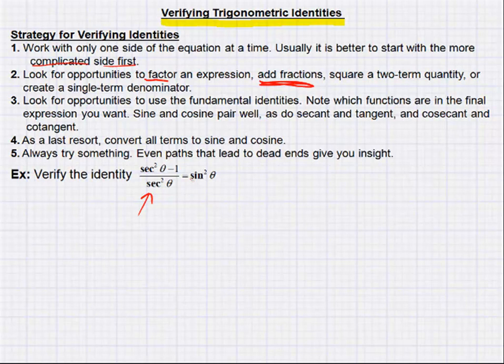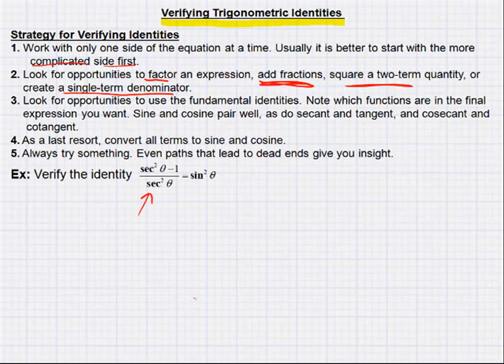You may want to square both sides of the equation to create some Pythagorean identity possibilities. You may want to somehow simplify so you don't have a fraction, so that you have a single term in the denominator. And these are some of the tricks we looked at in the previous lessons.